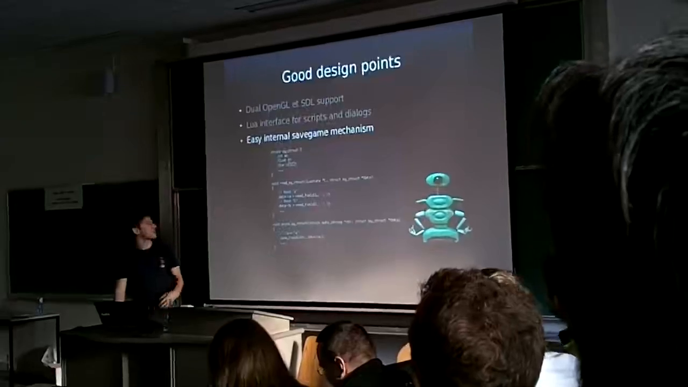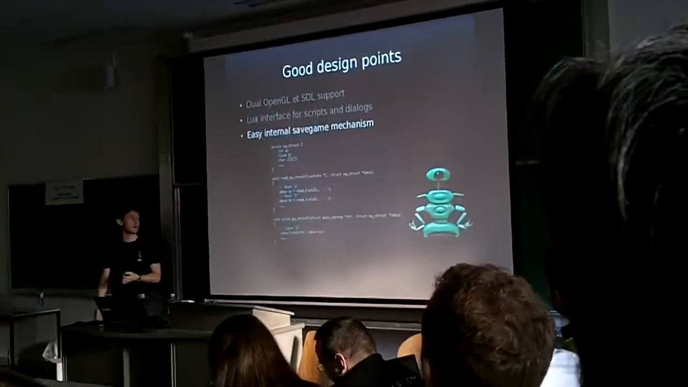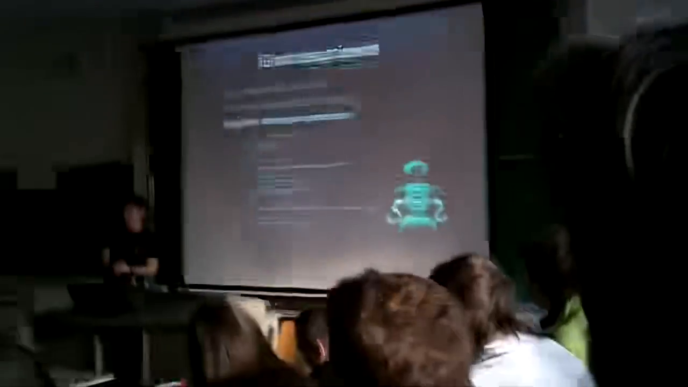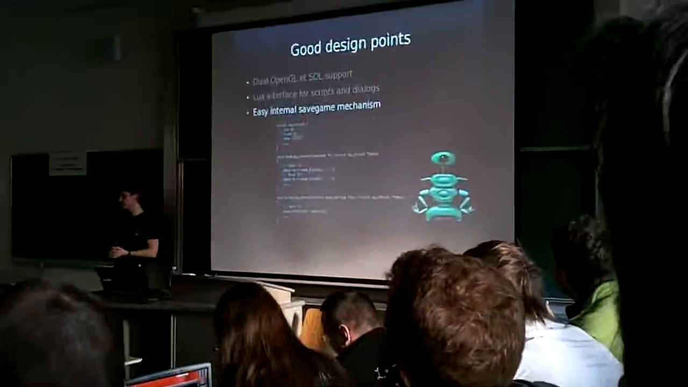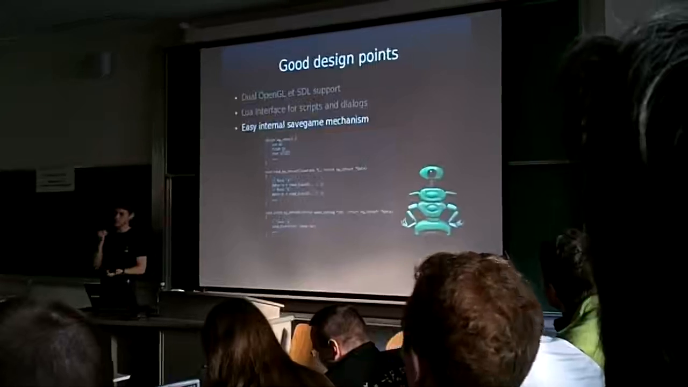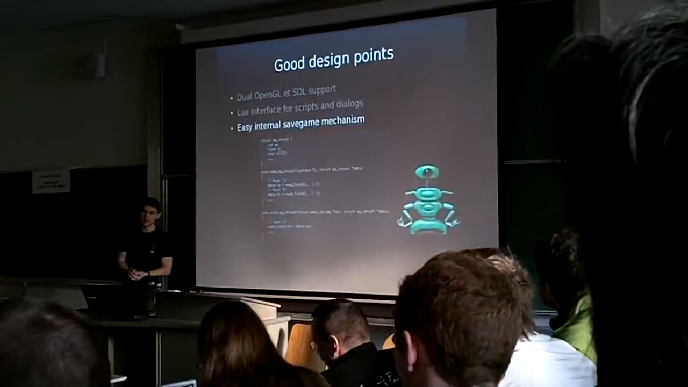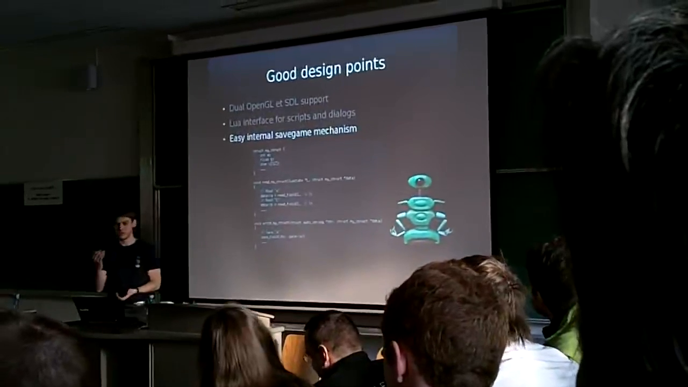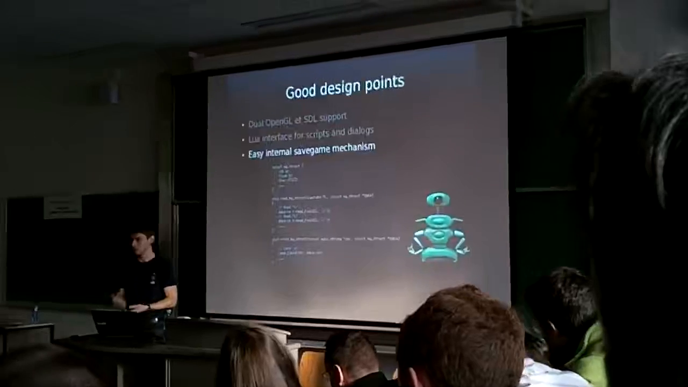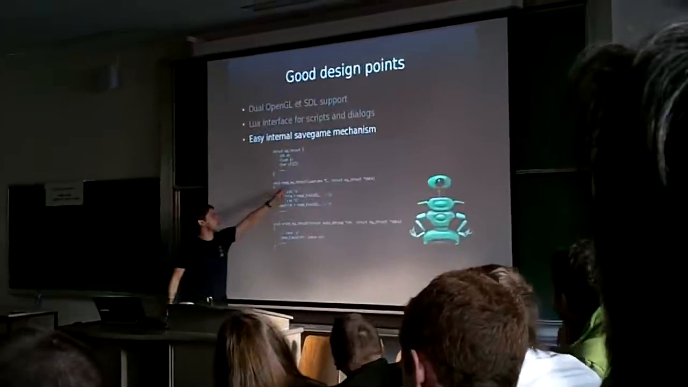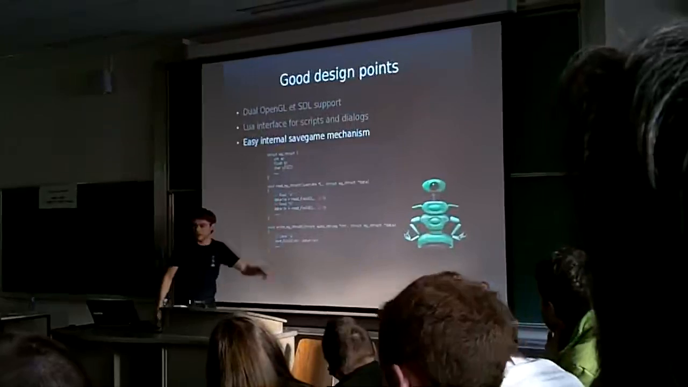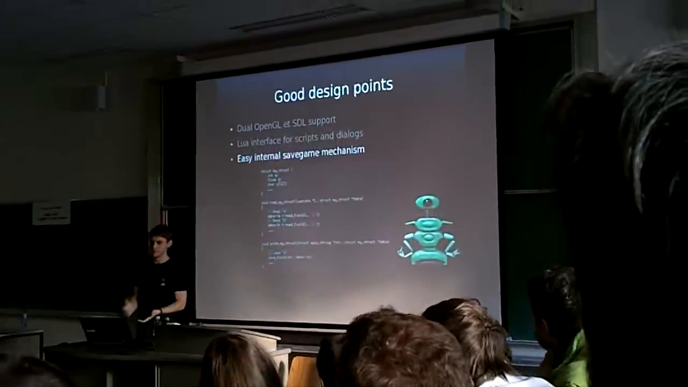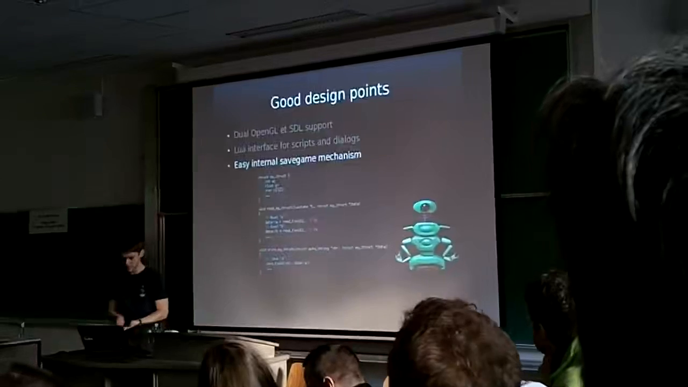Finally, we have an internal save game mechanism. Because the engine is written in C, you have no way of listing the contents of a structure, so you have to do it by hand. You have to write the code by hand. What we actually have is a bit of Python script which parses the definition of the structures and outputs code like this, like read underscore name of the structure and write. So it does the saving of the game practically automatically.